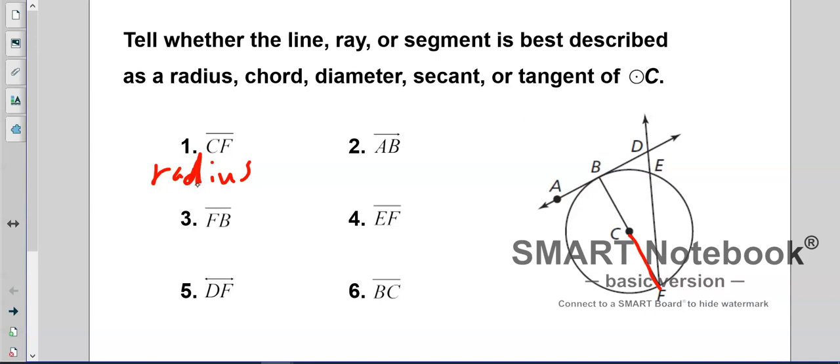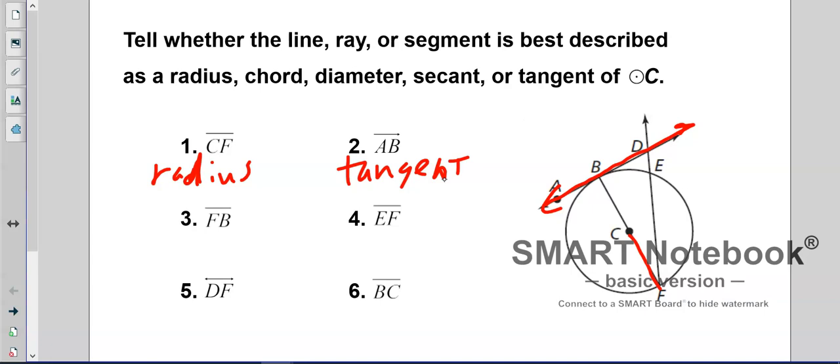Number 2, AB. AB is this line right here. You could call it AD, DA, DB, any of these, okay? But it is a tangent because it is just touching the circle at one point. Point B, which is the point of tangency.